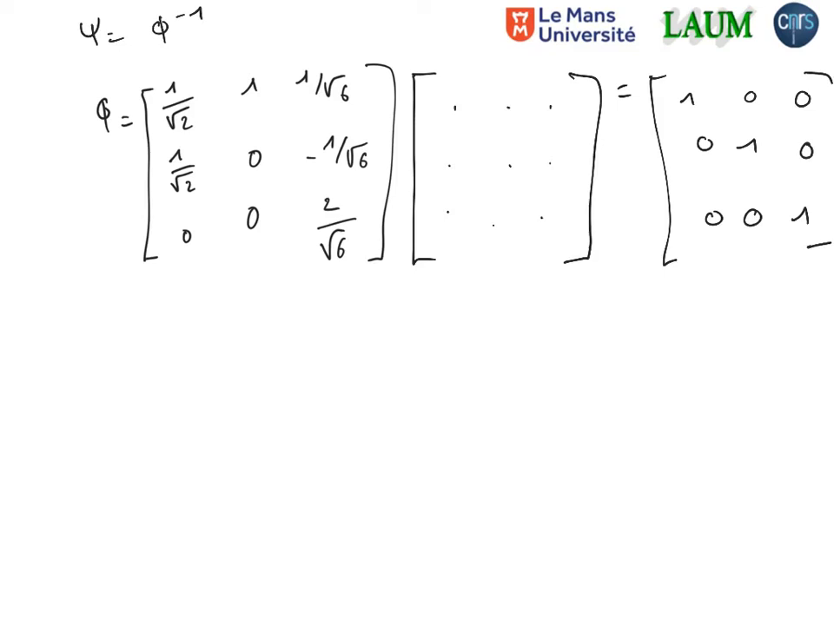So what is here the first column of the identity? This is the multiplication of my matrix phi by the first column of my matrix psi. So if I skip for the moment the two last columns, if I want to find the first column of psi, I just need to solve the linear system phi multiplied by the first column of psi equal to 1, 0, 0. So for that, I need to solve a linear system. And when I have the first column, I can find the second column and third column.